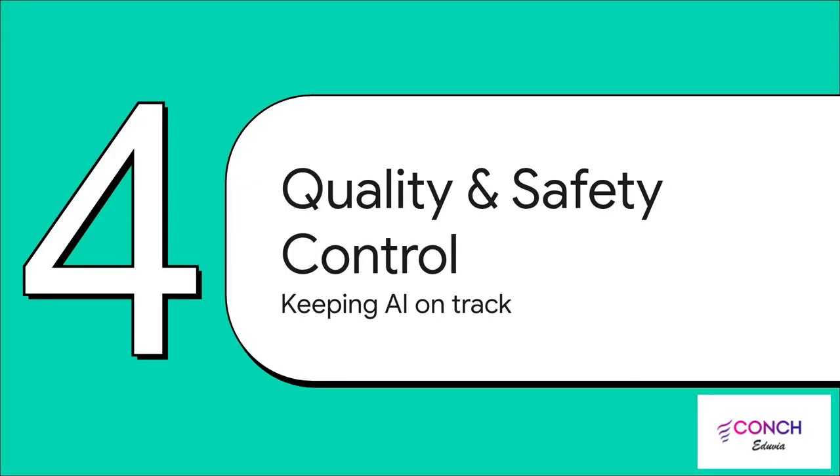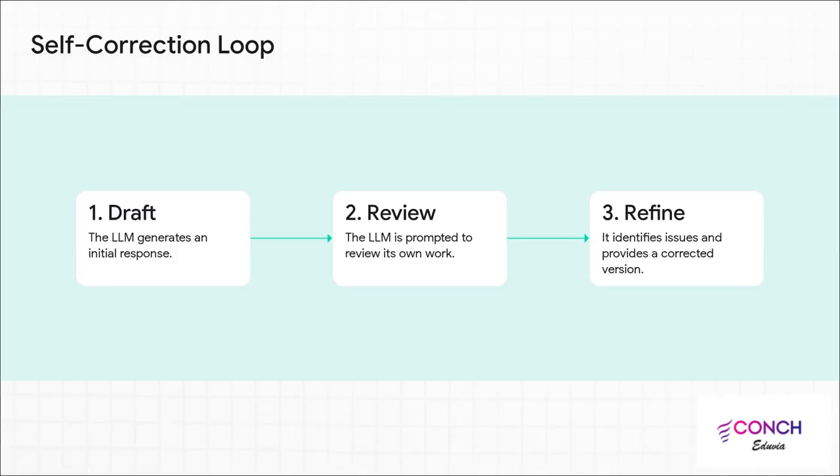Look, having a super powerful AI is great, but how do you make sure its output is actually good? And more importantly, how do you make sure it's safe? That brings us to the last part of our toolbox, and you could argue it's the most important one, the tools for quality and safety. So how do you get a better answer from an AI? Well, one way is to get it to check its own homework. It's called an iterative self-correction loop, and it's a simple three-step dance.